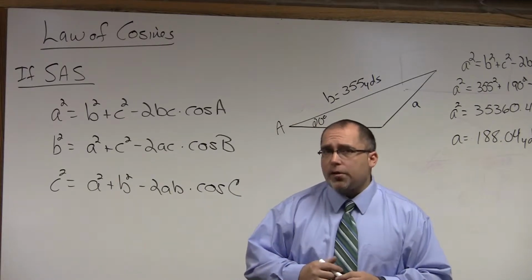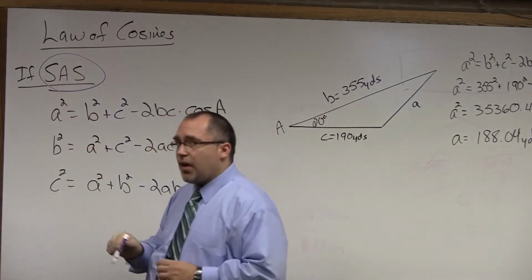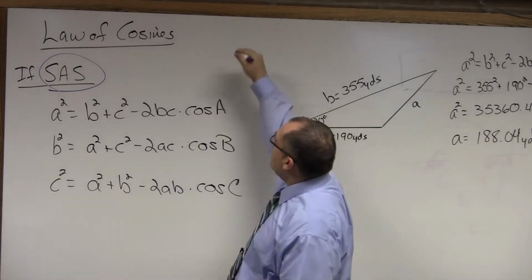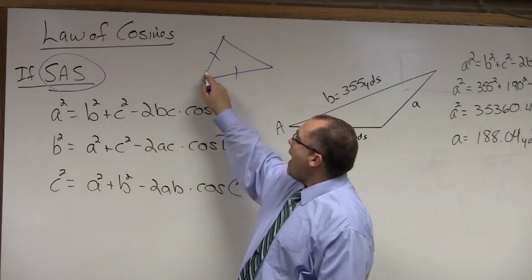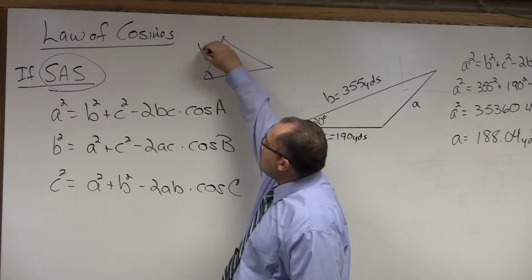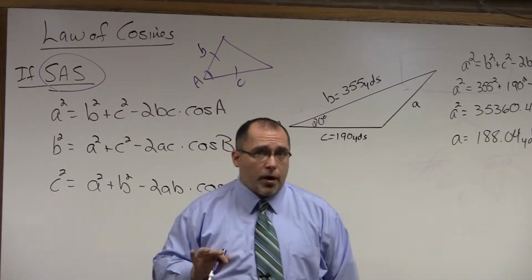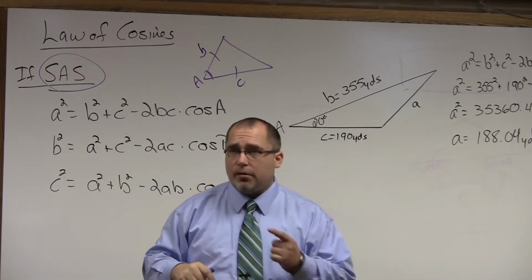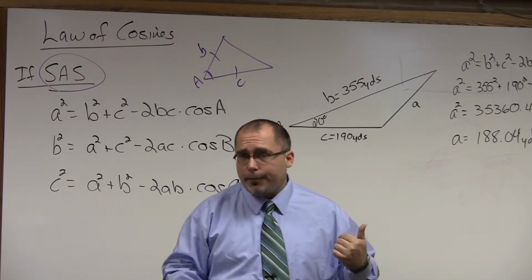In order to use the law of cosines to solve for a side, we have to be given what I call side angle side. That is, on a triangle you have two sides given and the angle they create. So for instance, it would be sides B and C and angle A. So basically all three letters of the triangle are represented. If you're given sides A and B, it would be angle C. If you're given sides C and A, it would be angle B.